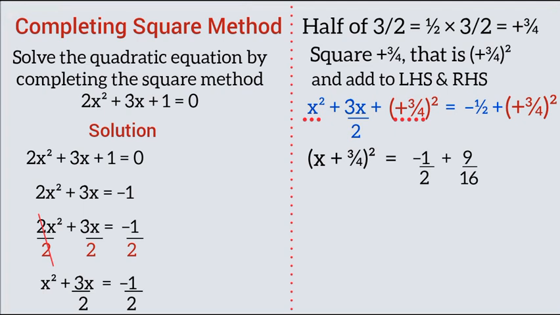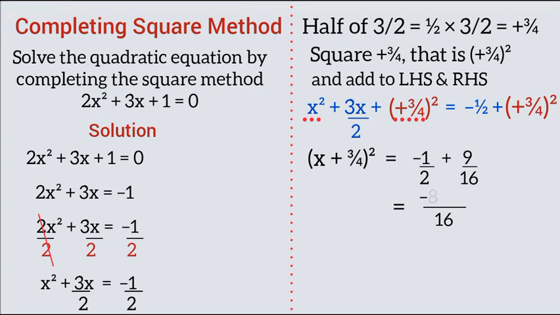Now we are going to simplify the right hand side further. Minus 1 over 2 plus 9 over 16. The LCM of the denominators is 16. So we do 16, which is the LCM, divided by the denominator 2 will give us 8. And then 8 times minus 1 will give us minus 8.